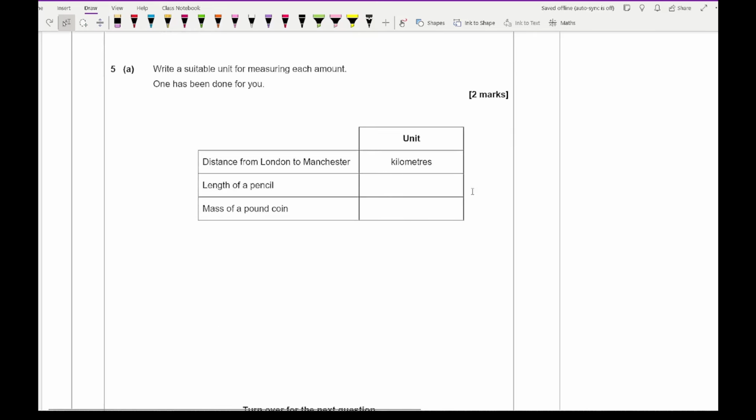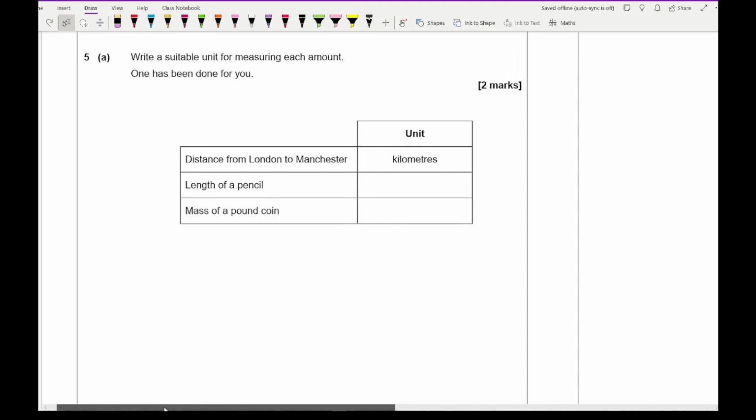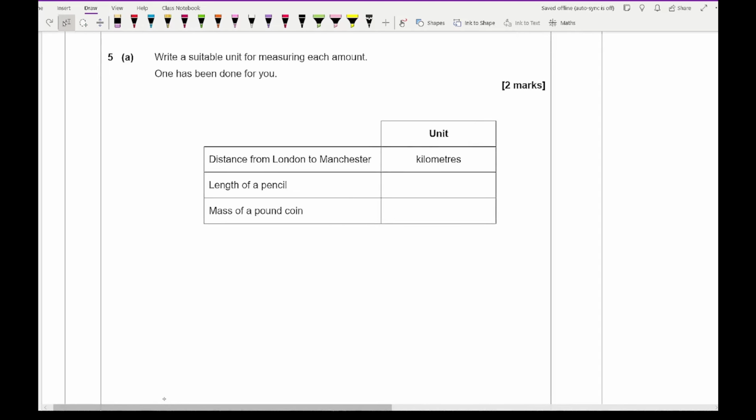Then moving on to question 5, I'll just zoom in a little bit. It says write down a suitable unit for measuring each of the following things. So here for the length of a pencil, now for this you could either go for a centimetre, you could go for millimetre, and you could go for inches. Now you can give abbreviations or you could write the words out in full, that's absolutely fine.